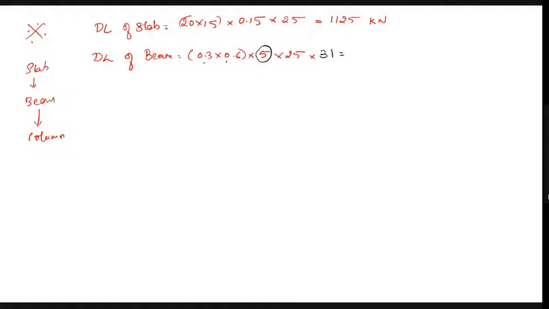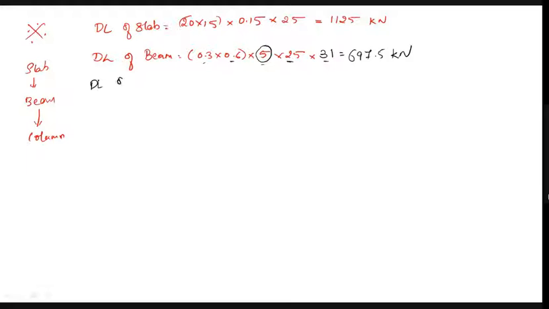This is 300 by 600. Length is 5 meter, density is 25 kilonewton per meter cube, and the number of beams. So the resulting dead load of the beam will be 697.5 kilonewton, correct?